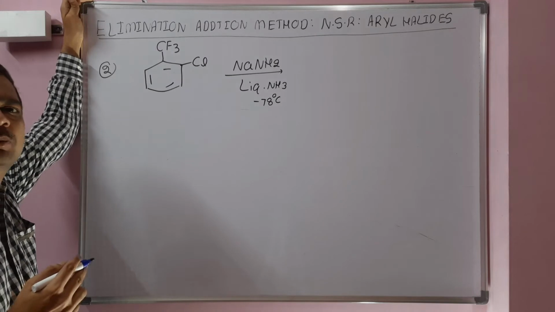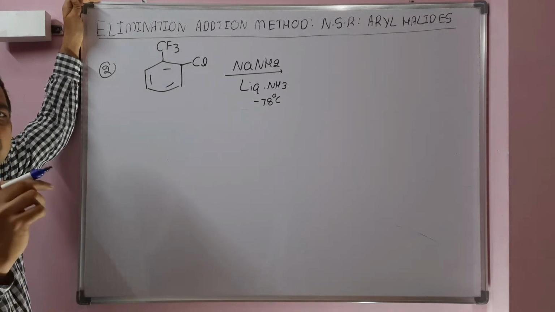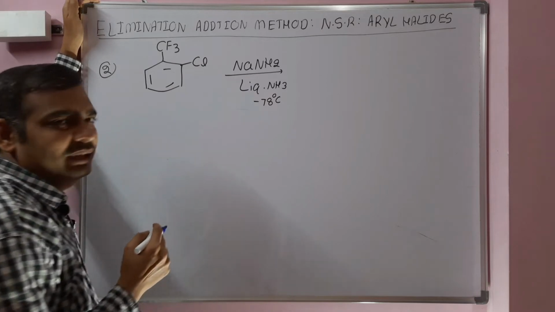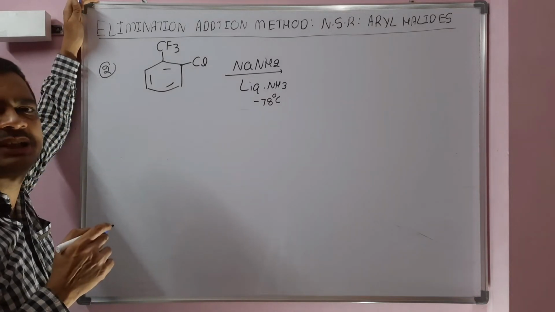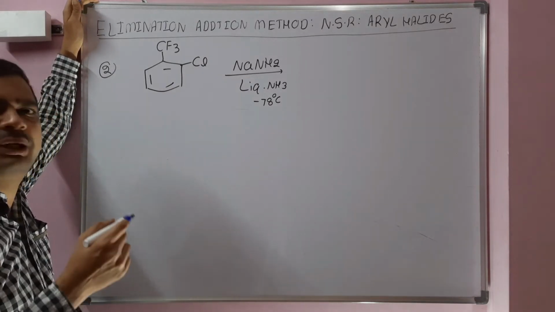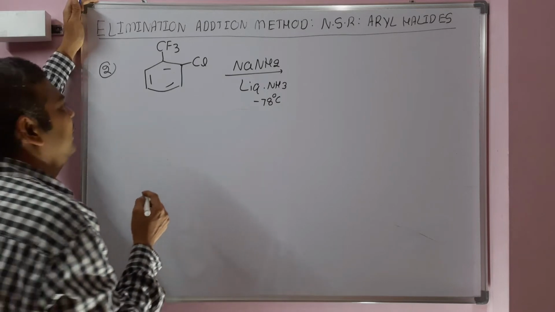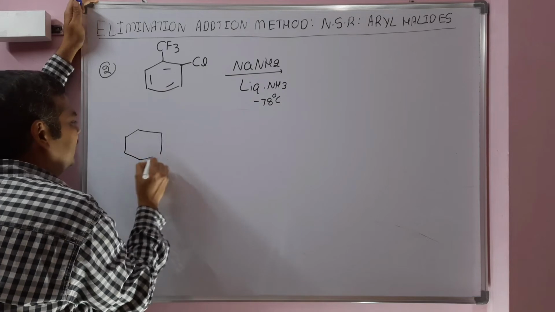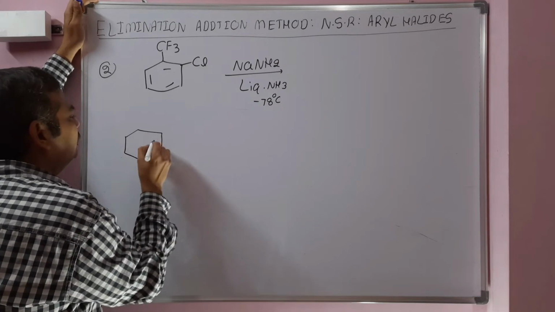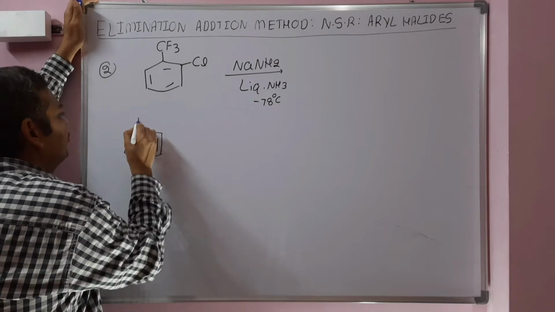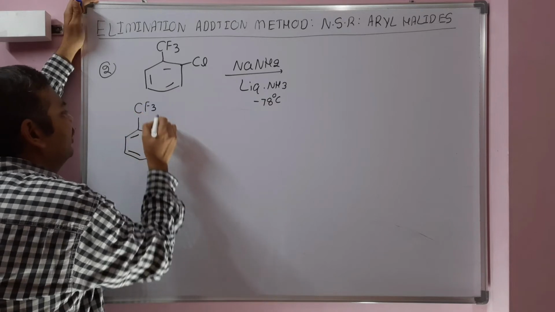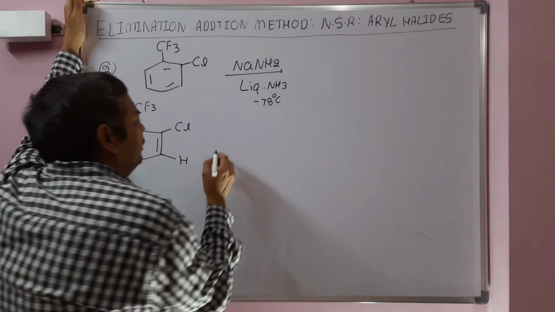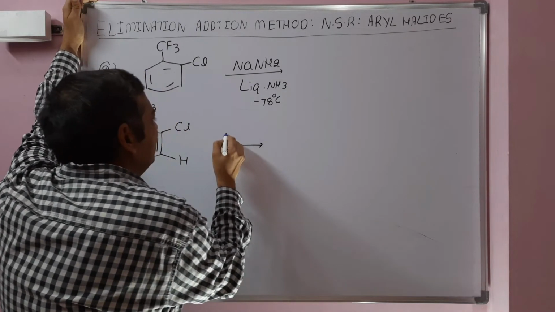In the first example, chlorobenzene, only one product is obtained, chlorobenzene to aniline. Whereas here, a substituent is present. If a substituent is present, the product depends upon the stability of the carbanion. Let's see, first for one reaction we will write the complete mechanism. So first step, elimination of hydrogen. Here only one hydrogen is available, that means only one benzyne will be obtained.